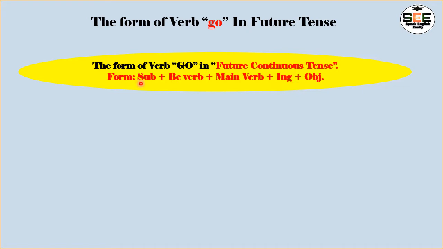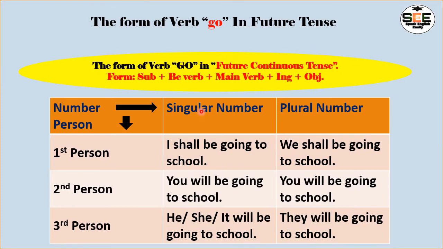We need a subject, we need a be verb, a future tense be verb definitely, and the main verb plus ing plus object. So in order to understand the details, we need a table. So please come to this table and we can easily understand. Yes, this is the table.